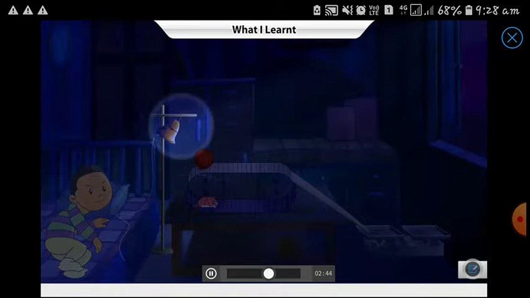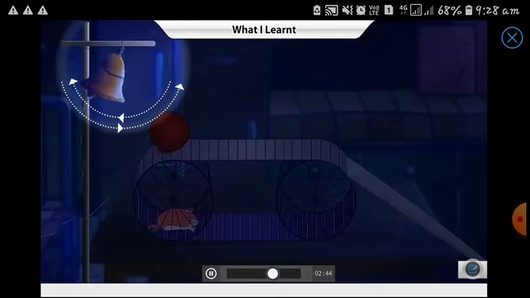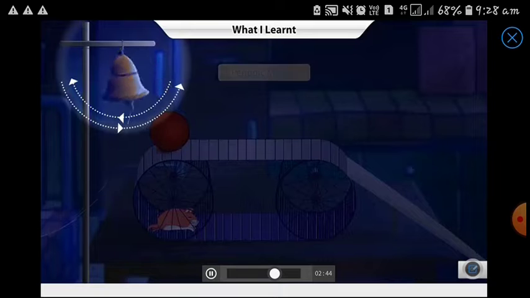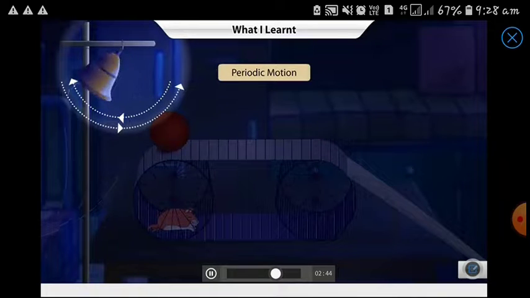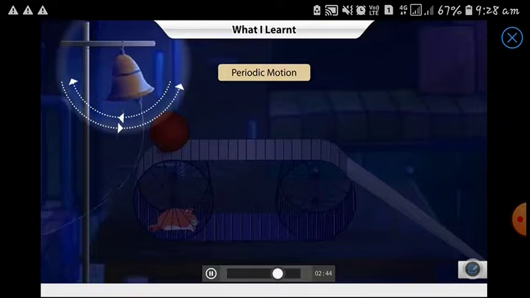Now concentrate on the bell. When the bell is rung, the clapper inside the bell repeats its motion from left to right and back. Do you know what type of motion this is? This type of motion is called periodic motion. Can you think of some other examples that use periodic motion in your daily life?